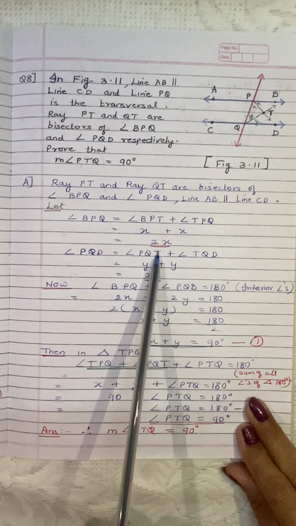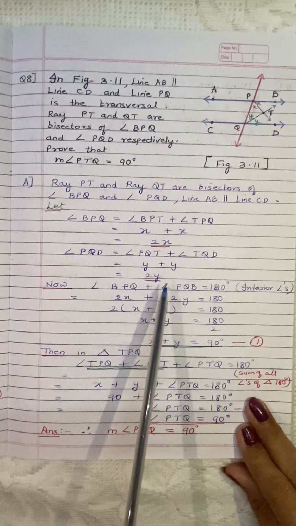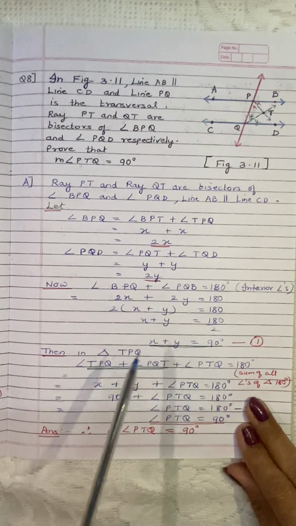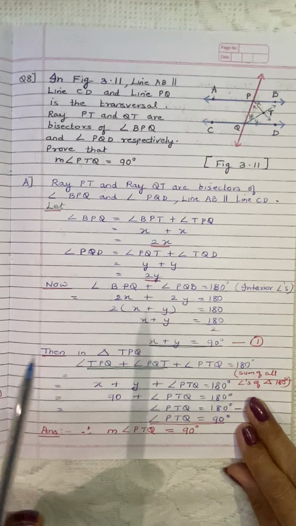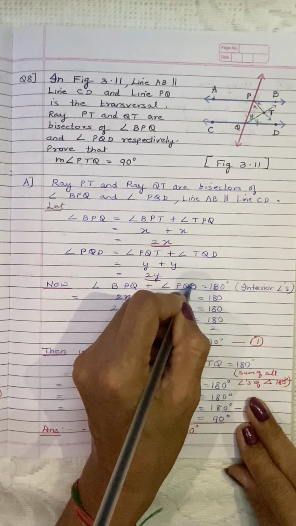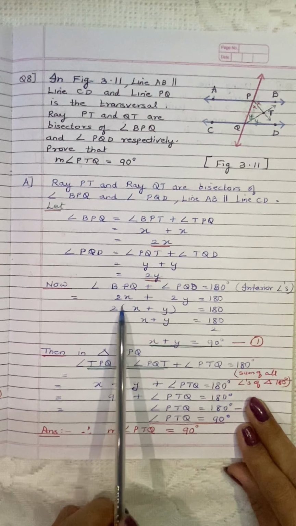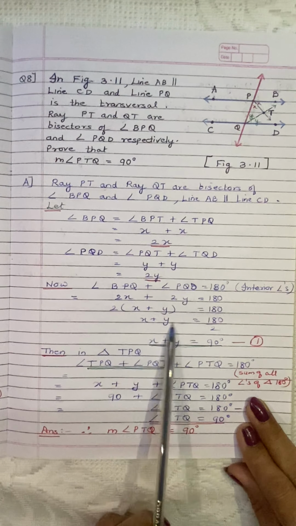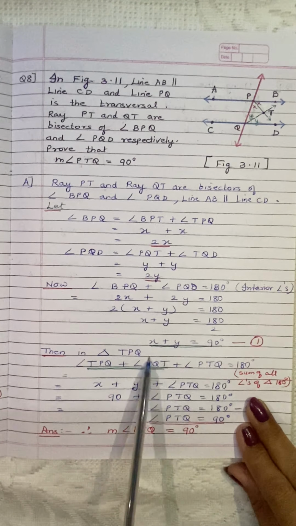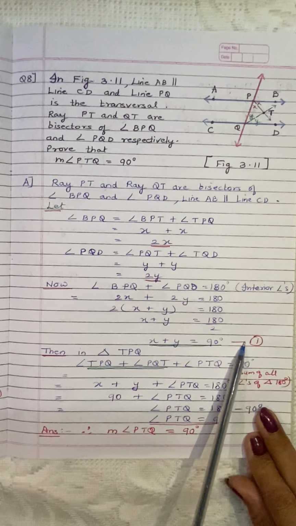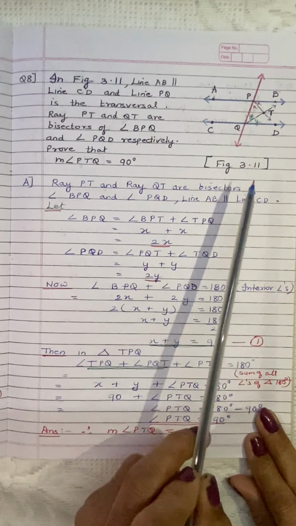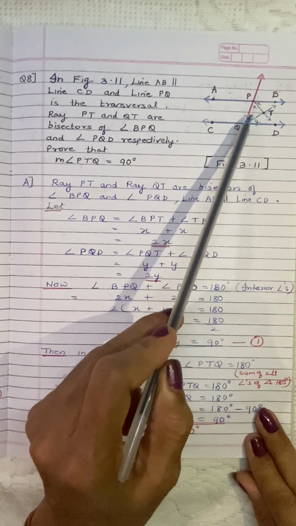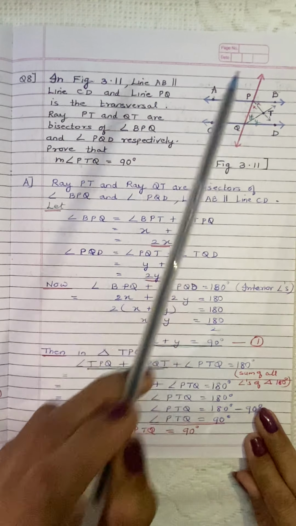Now BPQ is 2x and PQD is 2y, so 2x plus 2y is equal to 180. Taking the common factor, x plus y is equal to 180 divided by 2, x plus y is equal to 90 degrees. This is equation 1. So we have found the measure of these two, that is x plus y is equal to 90 degrees.